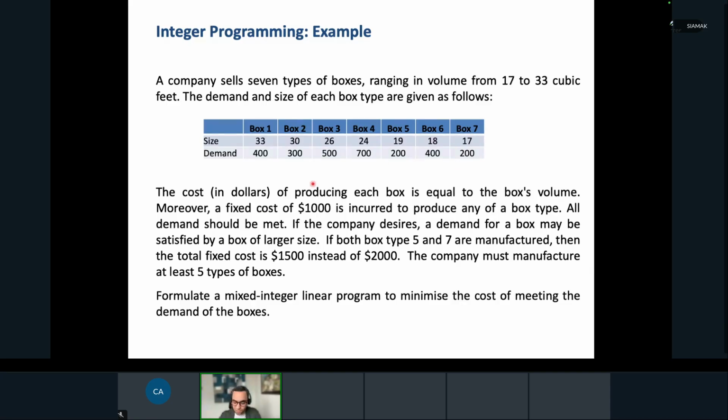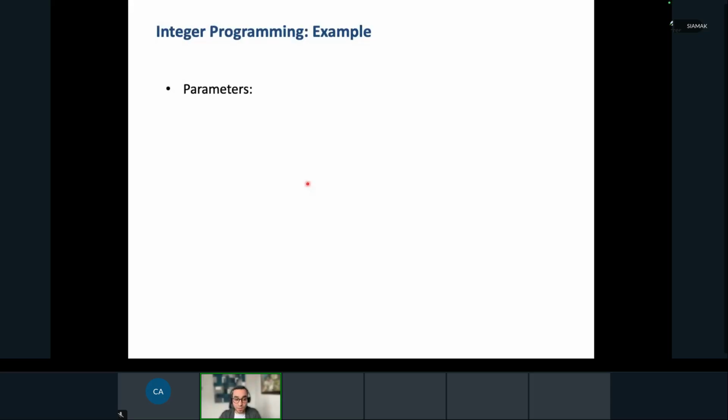Now, we have to see what the cost comes from, essentially. Some of you said that it is the decision of whether or not we are going to produce each of the boxes, and there is another decision variable that we will see now. First, the parameters that we have for this problem. The first parameter here is S_i, which is the size of the boxes. We know the sizes of the boxes, which gives us the cost of production of each of these boxes. So S_i is the size of box i, and i goes from 1 to 7. D_i is the demand of box i, and again i goes from 1 to 7.